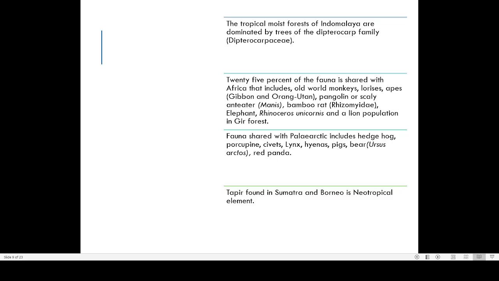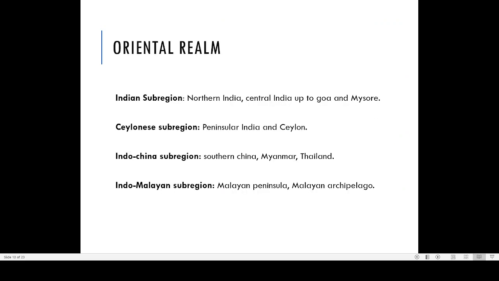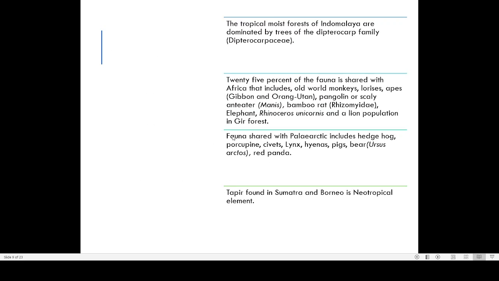Now, tapir is another example. Tapir, I will show you. Tapir is an animal that is present in Sumatra and Borneo, but it is also present in the South American region. Some relatives of that animal are also present in the South American region. This is the tapir. So a tapir-like animal is also present in South America.